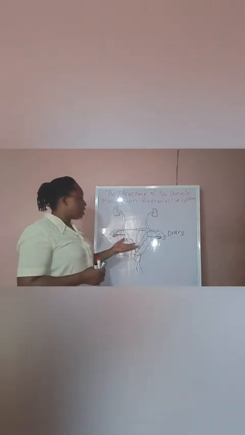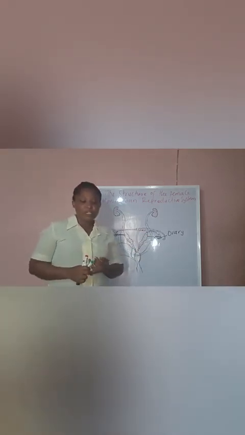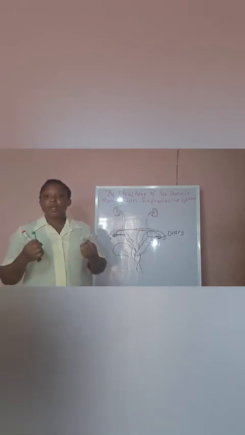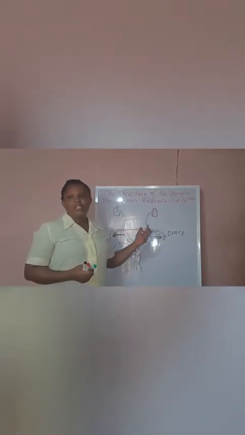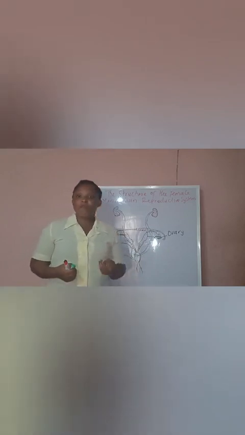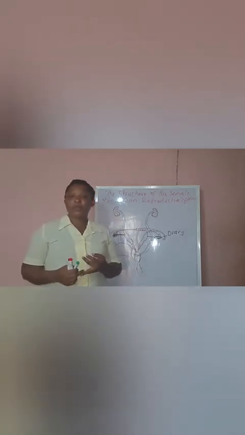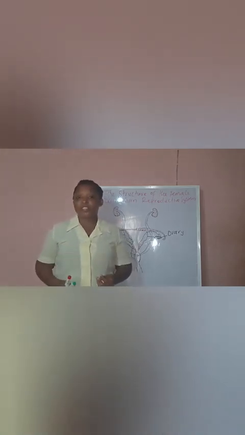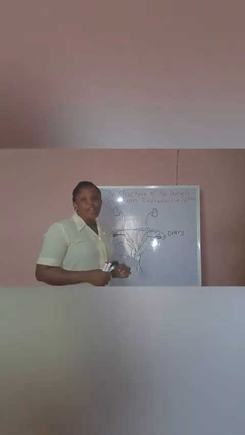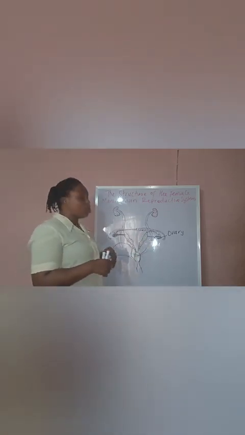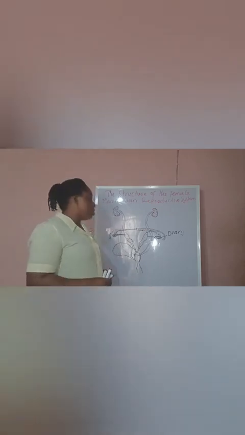So apart from producing egg, the ovary also has other functions that it performs. Another one is that it contains cells. There are some cells in the ovary that help in producing the female reproductive hormones, that's the estrogen and the progesterone. You can see these two hormones are very vital to female reproduction, so they are produced in the ovary. And another thing is that this ovary is also responsible for the development of secondary sexual characteristics in the female.